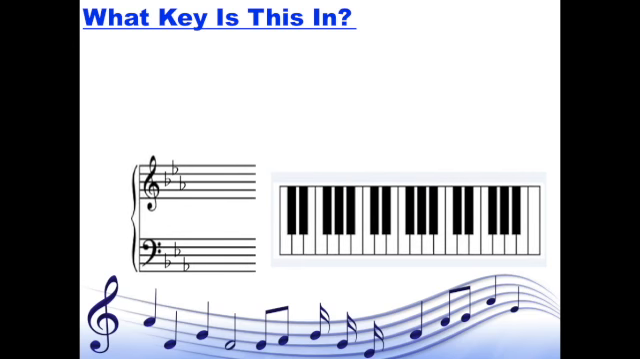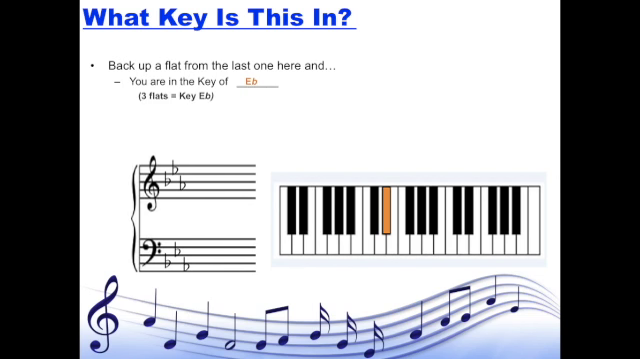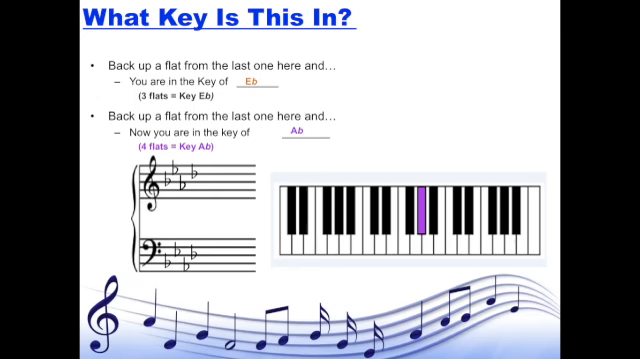What key is this one in? We've got three flats here, B flat, E flat, and A flat. And if we back up one from the last one here, we're in the key of E flat. And now we've got four flats. And if we back up a flat from the last one here, now we're in the key of A flat.